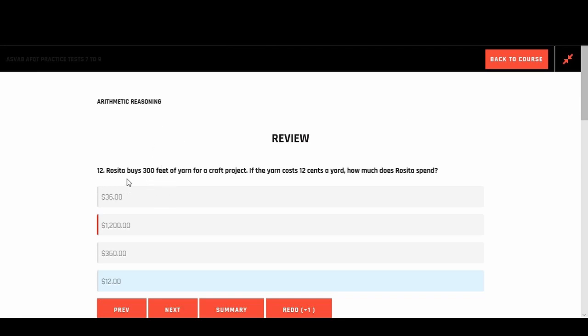All right, number 12 says Rosita buys 300 feet of yarn for a craft project. If the yarn costs 12 cents a yard, how much does Rosita spend? Right away, you should recognize that she buys 300 feet of yarn, but the costs are given in, where's it at? Yards. Again, she bought 300 feet, but the costs are given in yards. So we have to make a conversion at some point.